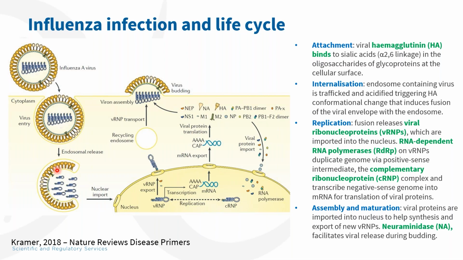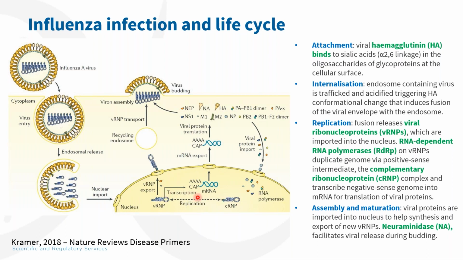And then the virus undergoes conformational change in some of the proteins, which fuses the virus envelope with the endosome and releases the viral ribonucleoproteins, the vRNPs, into the cell. These are then imported into the nucleus. And then some of the polymerases, in this case, the RNA-dependent RNA polymerase or RdRp, will then duplicate the genome and make the different viral intermediates for the genome. And also this is where the transcription of the viral protein will occur.